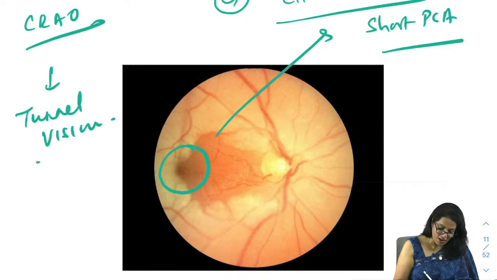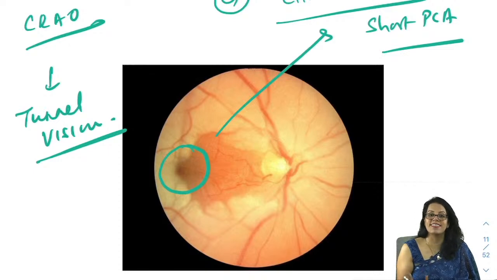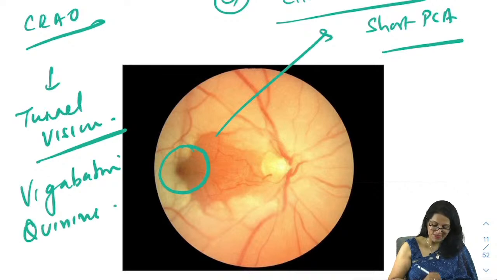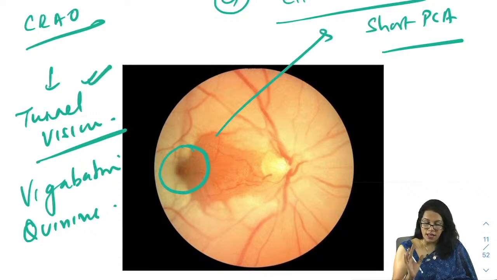Okay? And what else did you read as causes of tunnel vision? Apart from this, it can be, as you remember, bilateral occipital lobe lesion where both sided posterior cerebral artery blockage is there. Late stage of retinitis pigmentosa. What else? Then what are the drugs? Vigabatrin. This is a quick revision. Or quinine. These are causes of tunnel vision. Again, I am repeating: late stage of retinitis pigmentosa, and bilateral occipital lobe lesion where both side posterior cerebral artery is blocked.